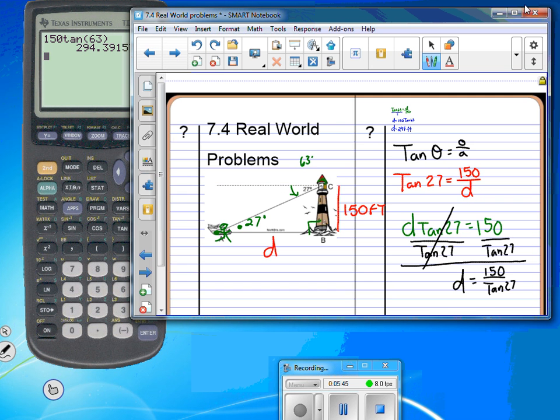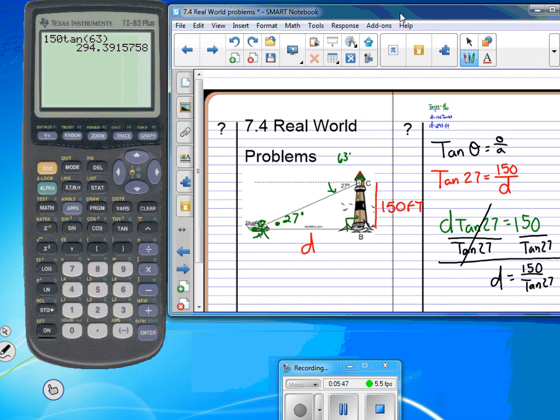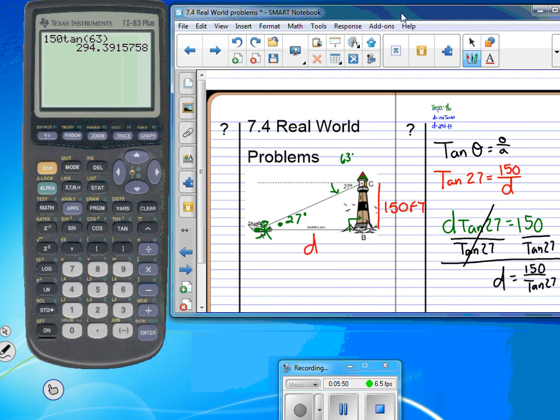All right, let's check our calculator and see what we get. And hopefully you realize we should get the exact same amount, even though it looks different. So let's see, 150 divided by the tangent of 27. Hit enter, and sure enough, the distance of the boat is still 294 feet away.